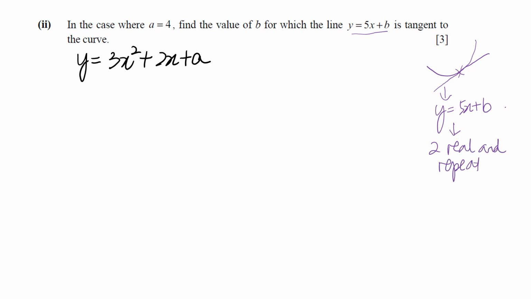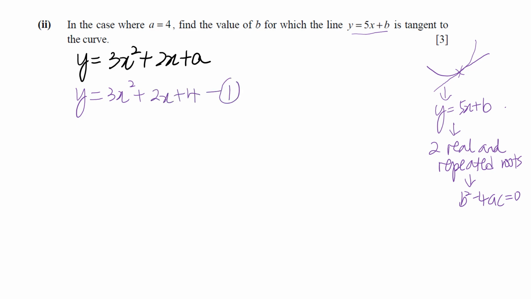Okay, and if you have two real and repeated roots, what would the value of the discriminant be? Yes, the value of the discriminant will be b squared minus 4ac equals 0. Okay, so substitute your a to be 4 first. So you have y equals 3x squared plus 2x plus 4. That's equation 1. And then this is your second equation. So we're going to let 1 equals 2.